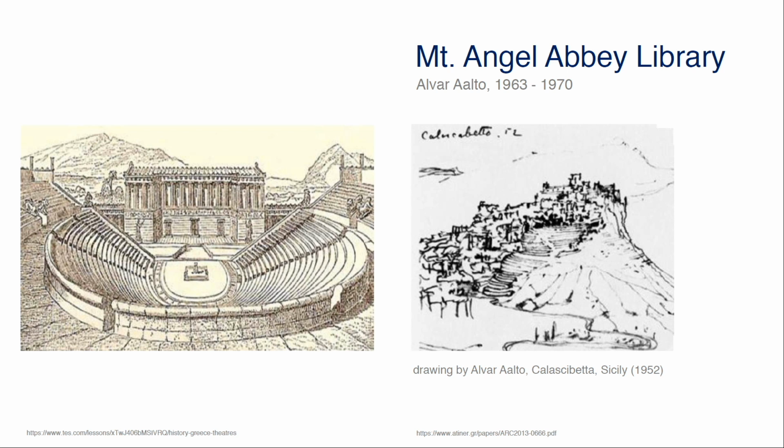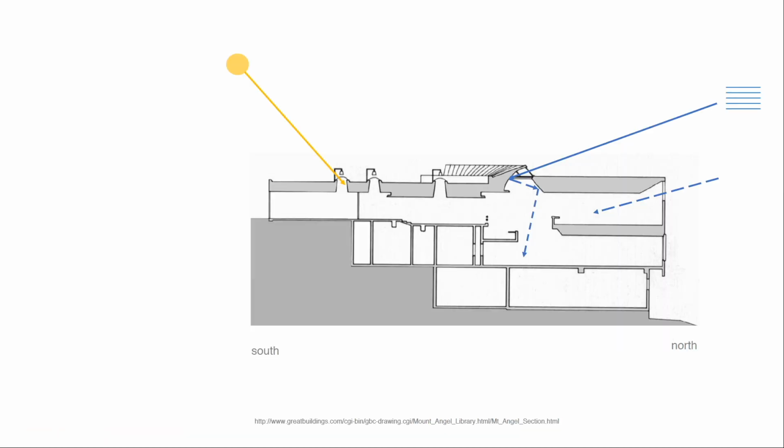This is his design for the Mount Angel Library in Oregon. For this, he seems to have taken an idea of a human response to landscape, the idea of the Greek amphitheater, which you see on the left. On the right is Aalto's sketch from Sicily in 1952, in which he depicts a somewhat fanciful cascading set of steps, an amphitheater, but in an Aalto style, coming down the landscape.